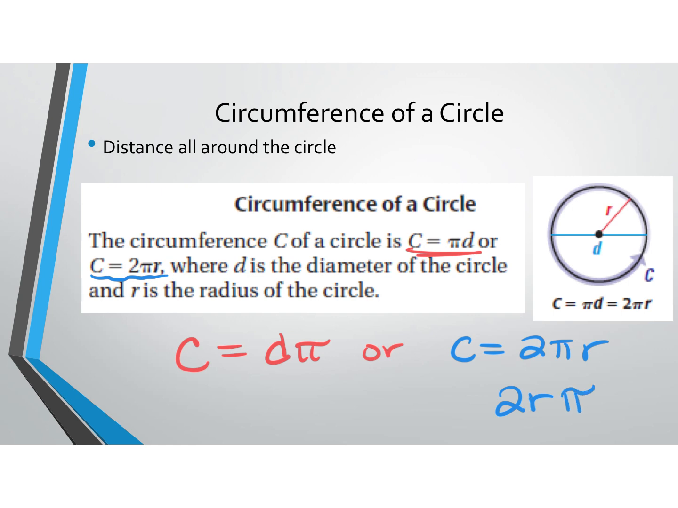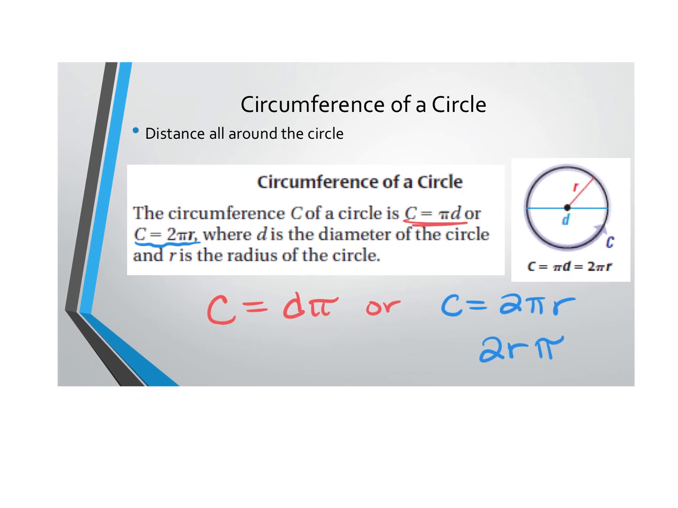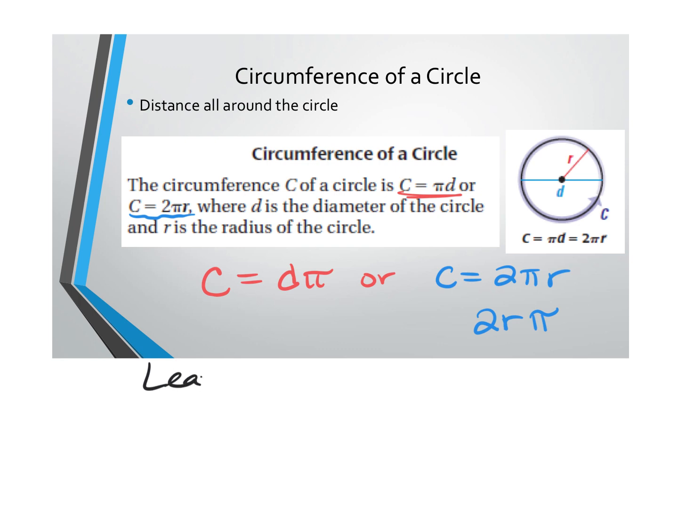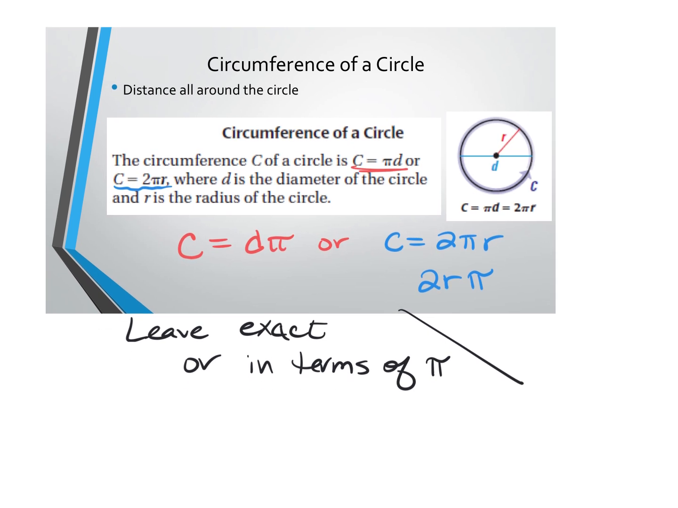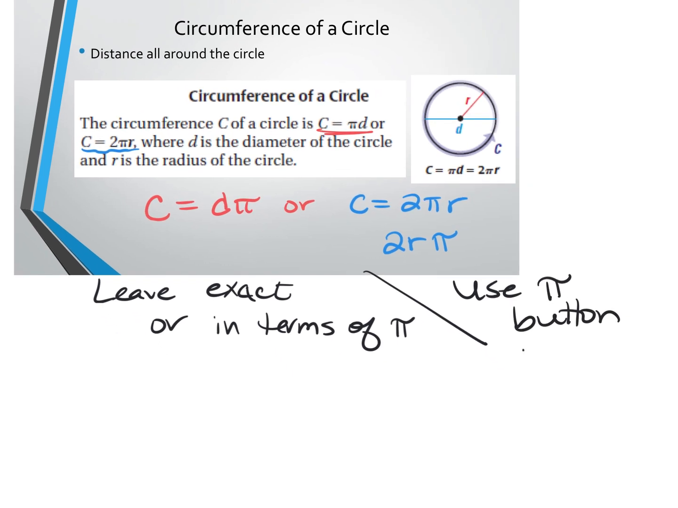When you're doing the homework, you're going to have instructions that are going to say, leave your answer exact or leave it in terms of pi. And what this means is you're not going to use your calculator. You're just going to leave the pi symbol. If it doesn't specify, then what you're going to do is you're going to use your calculator. You're going to use the pi button, and you're going to round to the hundreds place.